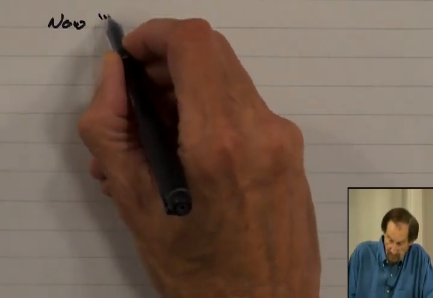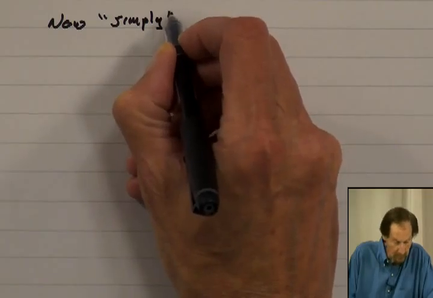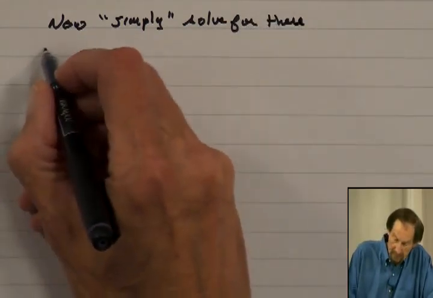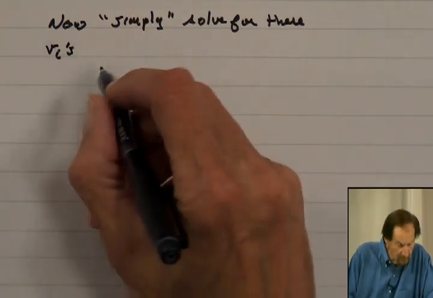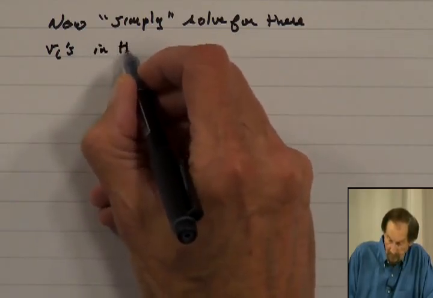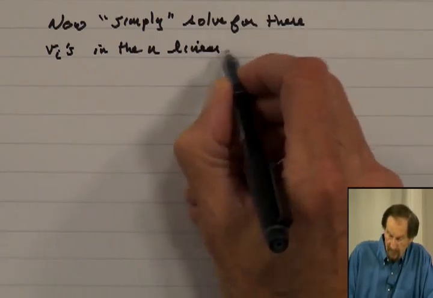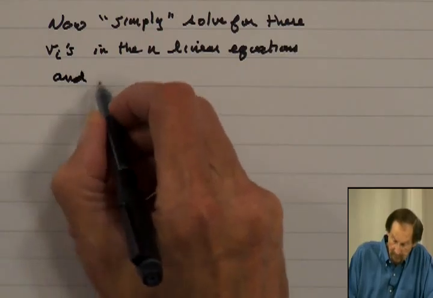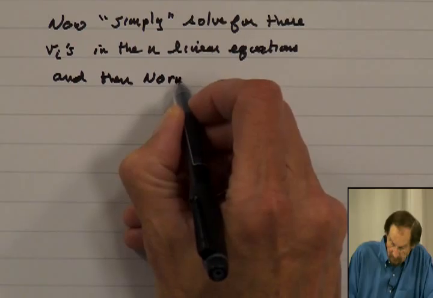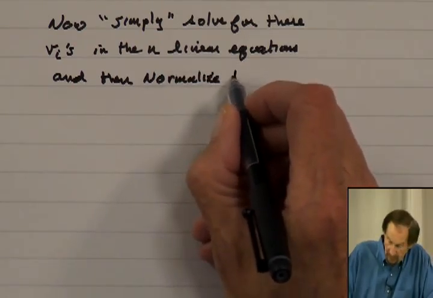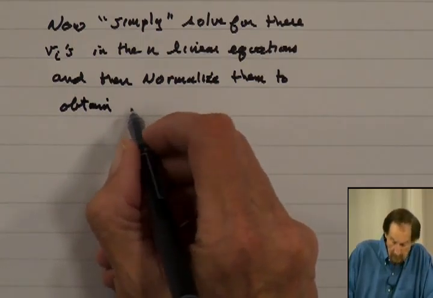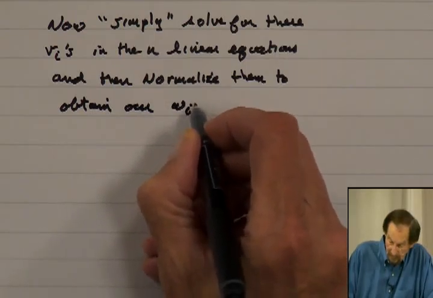And I'll say the following. Now, simply, which is really not so simply, solve for the vis in the n linear equations, and then normalize them to obtain our wi stars.